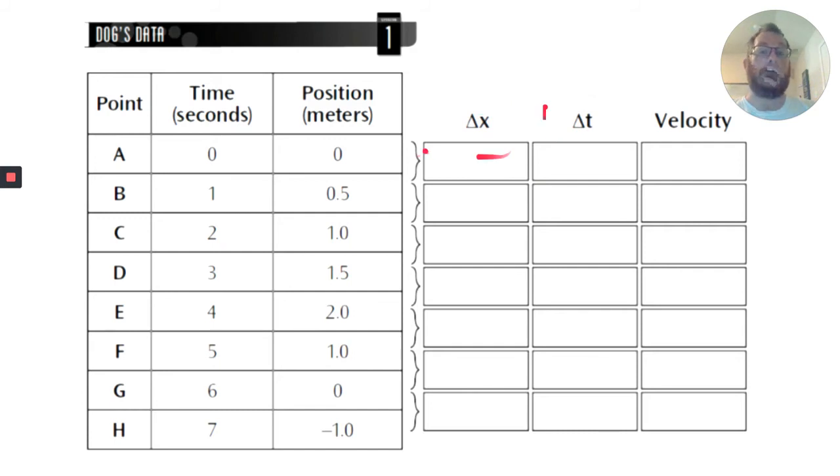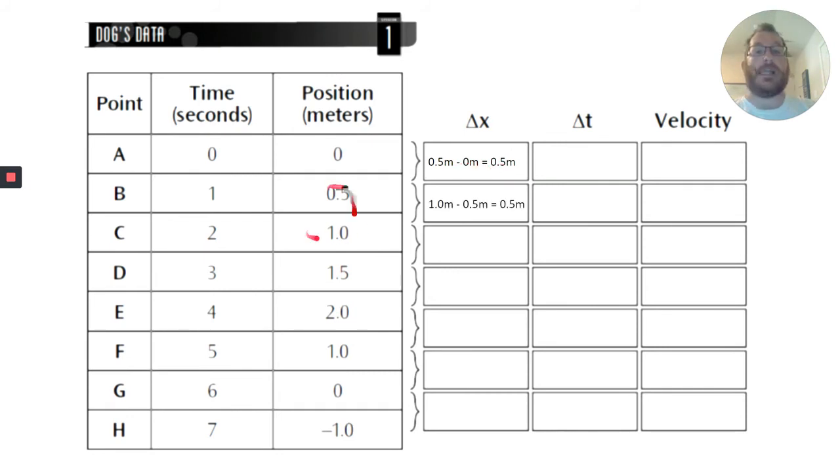To find a change in position, we have to take a look at 2 data points. We say, okay, we went from 0 to 0.5 meters in position. So we'll take where we ended up and subtract where we were to figure out how far we went. So it's always a final minus an initial, and this is an easy calculation. Obviously, 0.5 meters minus 0 meters is 0.5 meters. And we can do it again here.